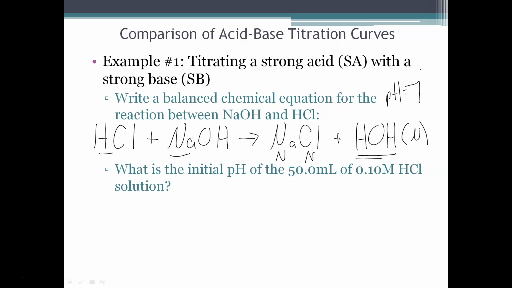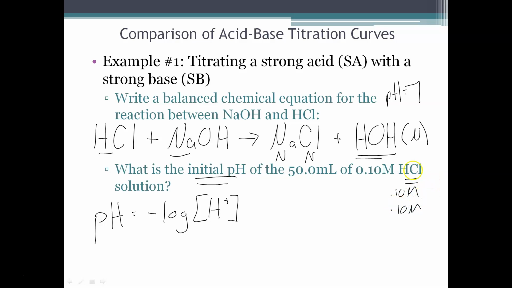Okay, so it says, what's the initial pH of the 50 mL of 0.1 molar HCl? So we're going to start with 50 milliliters of 0.10 molar hydrochloric acid. I want my initial pH of that. If you look at your equation for pH, it's negative log of your hydrogen concentration. Hydrochloric acid is a strong acid, so it completely dissociates in water. So if you have 0.10 molar hydrochloric acid to start with, that will fully dissociate, and you'll have 0.10 molar hydrogen and 0.10 molar chloride.